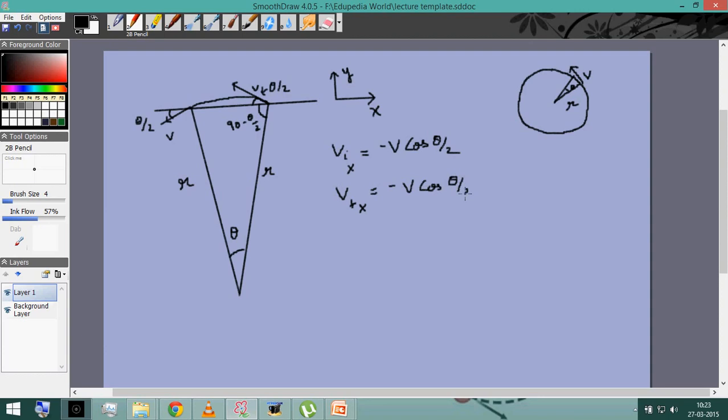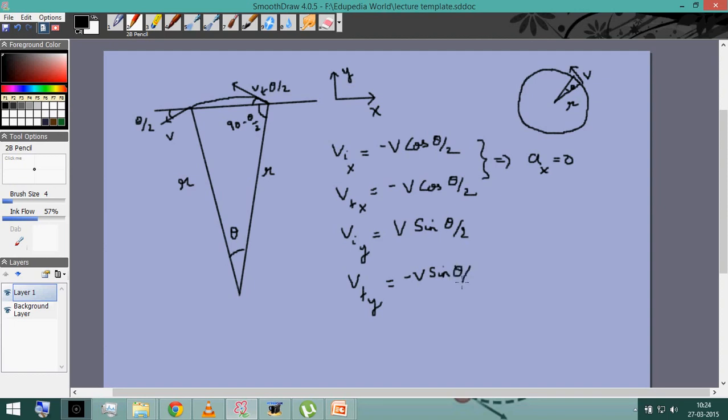So we'll write this. V initial, I'll just call it u for now. I'll just call it v initial actually. U is reserved for something else. V initial x is equal to minus v cos theta by 2. V final x is equal to minus v cos theta by 2. These two together imply acceleration in the x direction is 0.